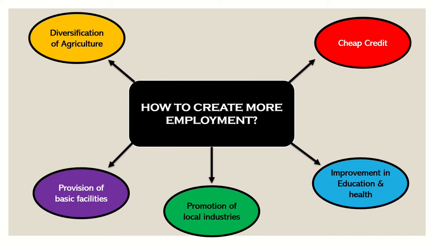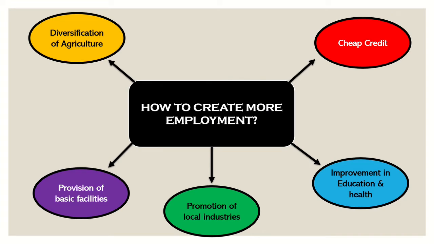This activity can provide productive employment not just to farmers but also to others such as those in services like transport or trade. Fourth way is promotion of local industries. Promote local industries, especially the cottage and small scale industries in semi-rural areas where a large number of people may be employed. Fifth point is improvement in education and health.